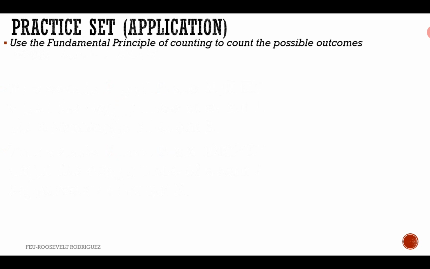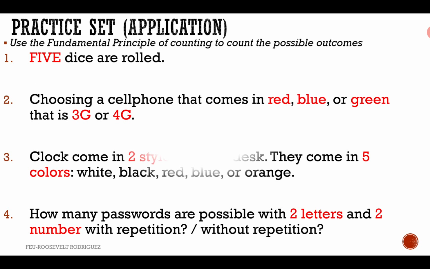Alright? So, this time, let's answer this set of applications or problems. Let's use the fundamental principle of counting to count the possible outcomes if 5 dice are rolled. Number 1 is 5 dice are rolled. If you want to count the number of outcomes if we roll 5 dice, the first question here is, per die, how many possible outcomes are there? That is 6, right? We have 6. So, this is an example of an independent event.